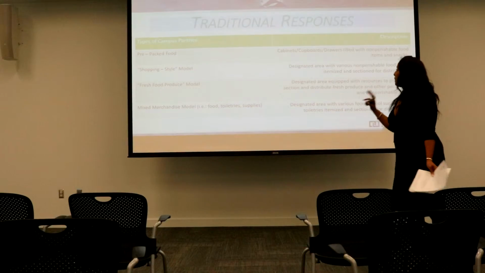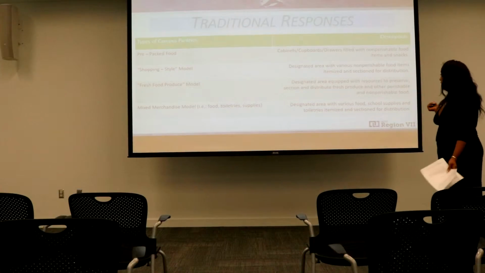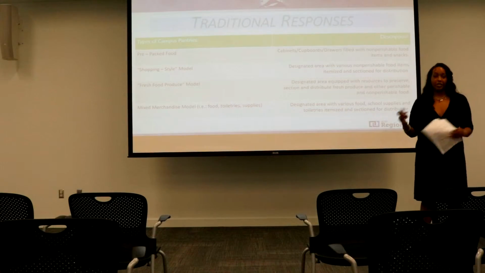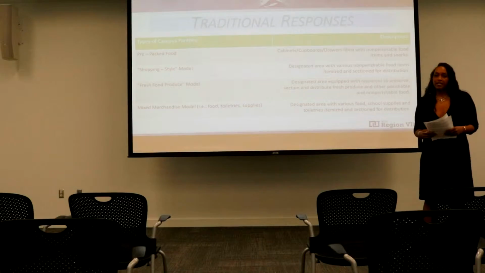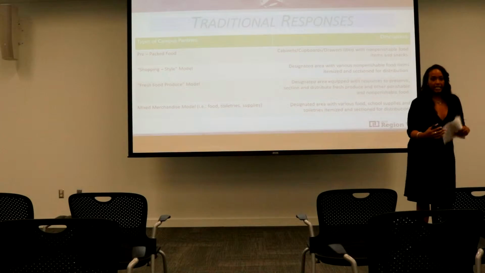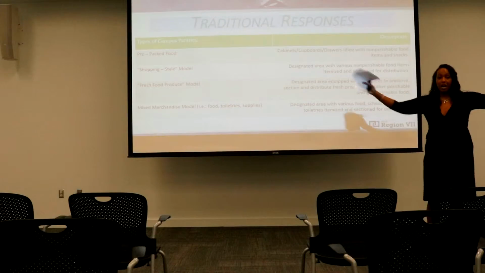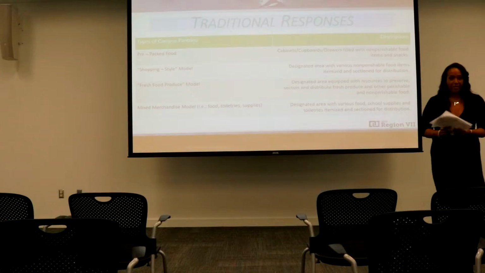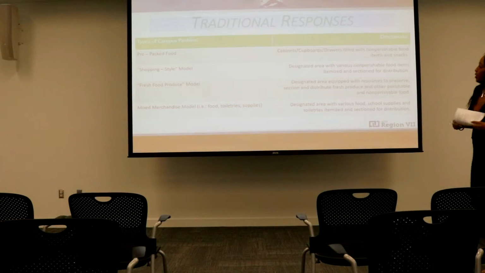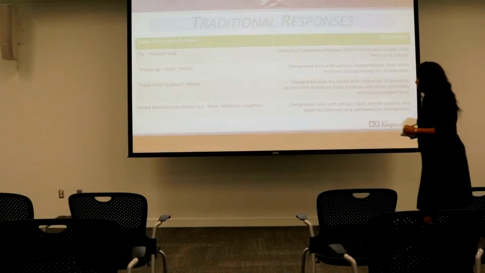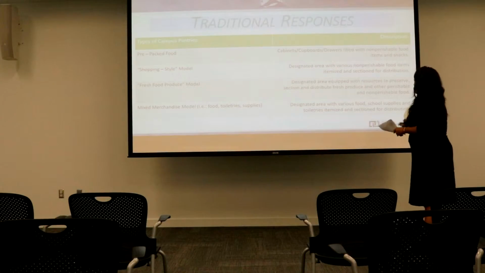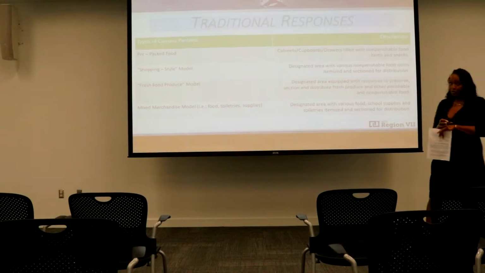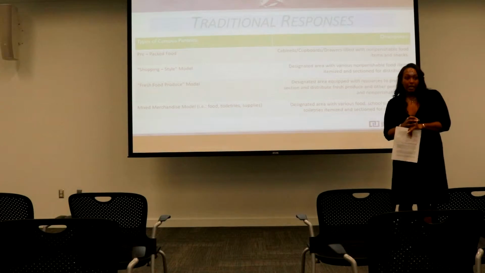Very simple. Shopping style model is a designated area with various non-perishable food items that are itemized and sectioned for distribution. Again, you'll tend to see things like oodles of noodles or cans. A lot of times when people donate, they might buy stuff from Costco and break it down and then repackage them and section them off, which is what I mean by that too. Fresh produce model, fresh food produce model. Designated area equipped with resources to preserve, section, and distribute fresh produce and other perishable and non-perishable food, like the one we have at the University of the District of Columbia.